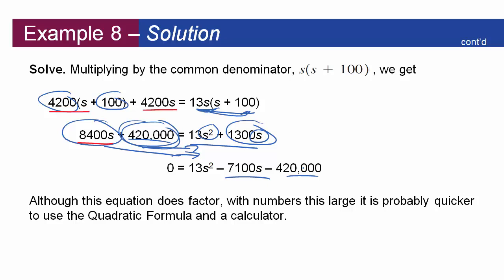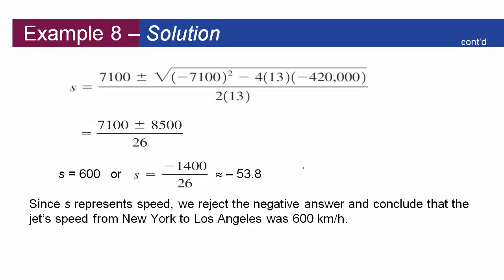Now, this equation does in fact factor, but it's kind of hard to figure out what those numbers are, so it's probably a lot easier to just use the quadratic formula in a calculator. And when you do that, you get 600 or negative 53.8.